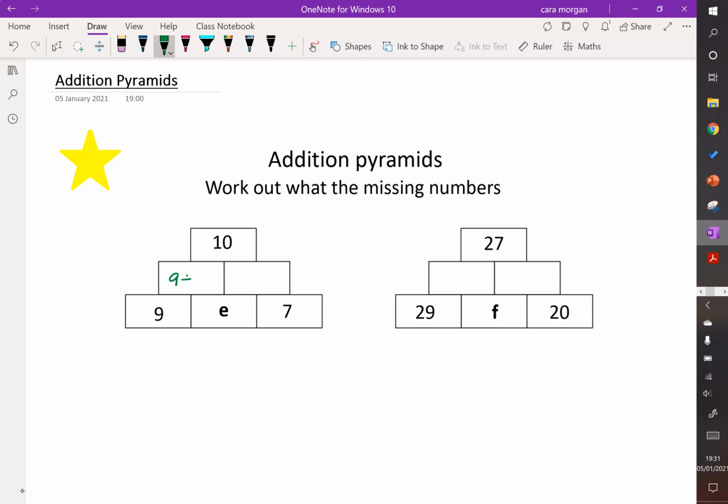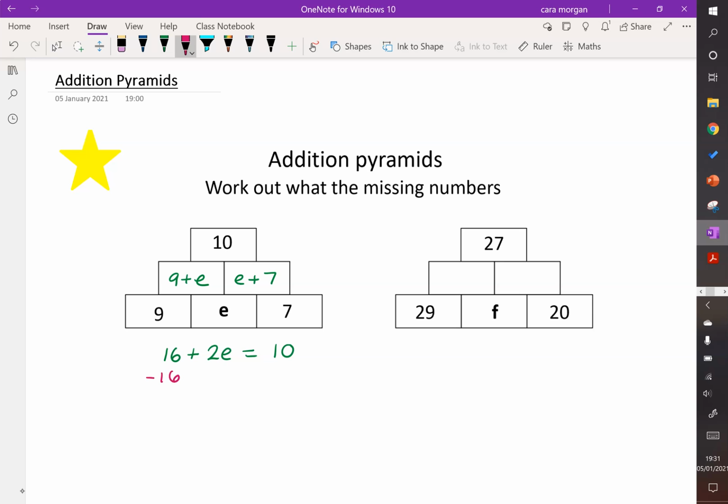So I've got 9 add E and E add 7. I'm going to add those two bricks together, and if I do, I've got 9 and 7, which is 16, and E add E is 2E, and I know the answer must be 10. I can see now why this is slightly more tricky than the examples before.